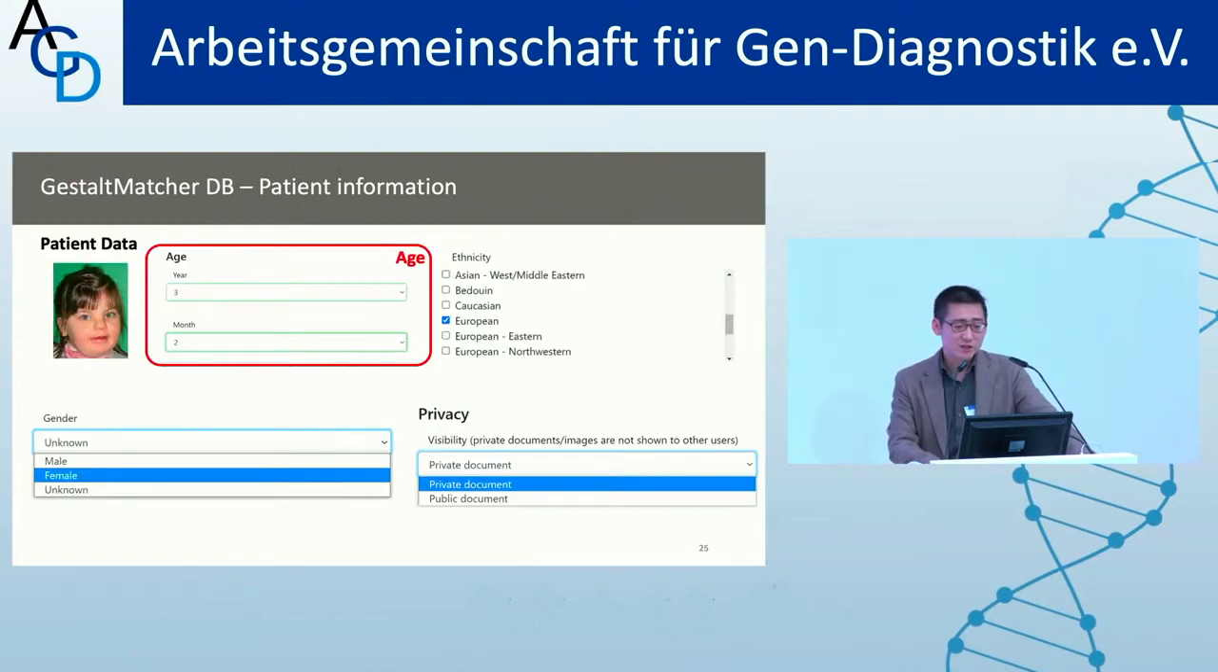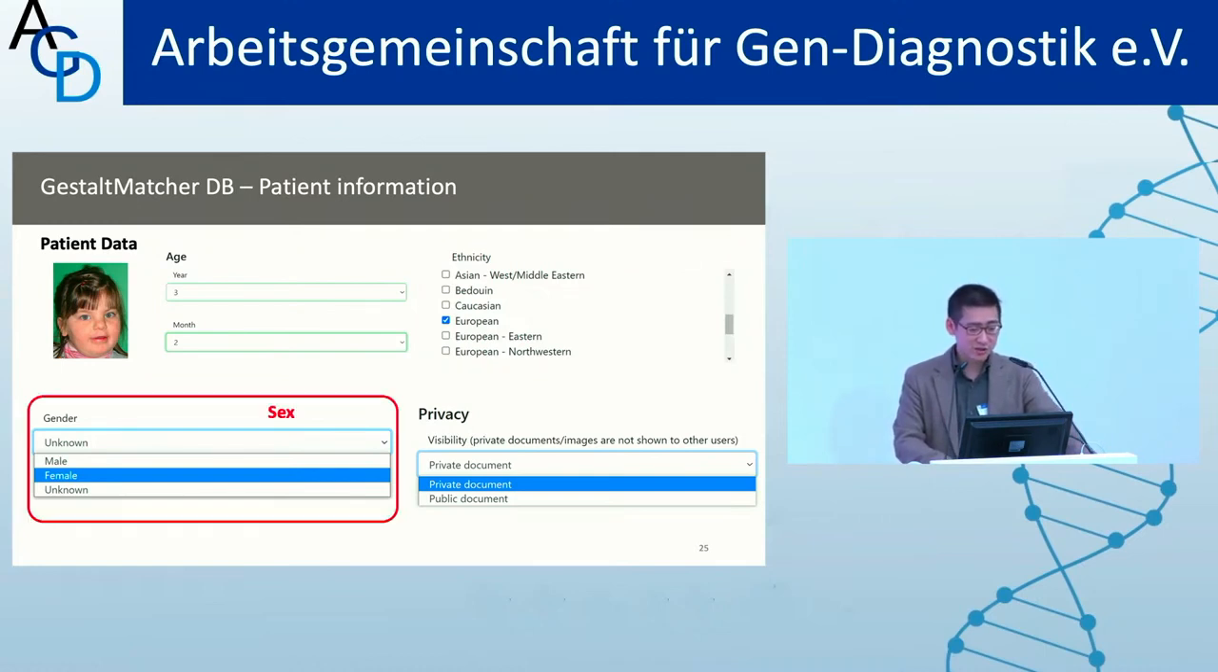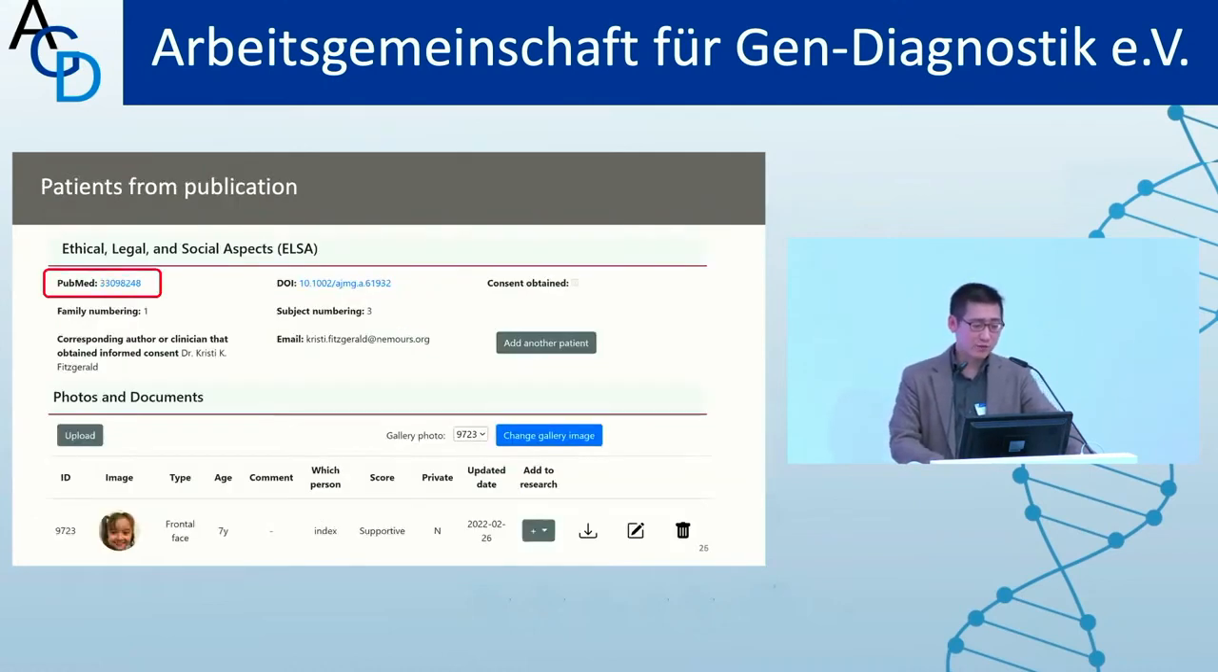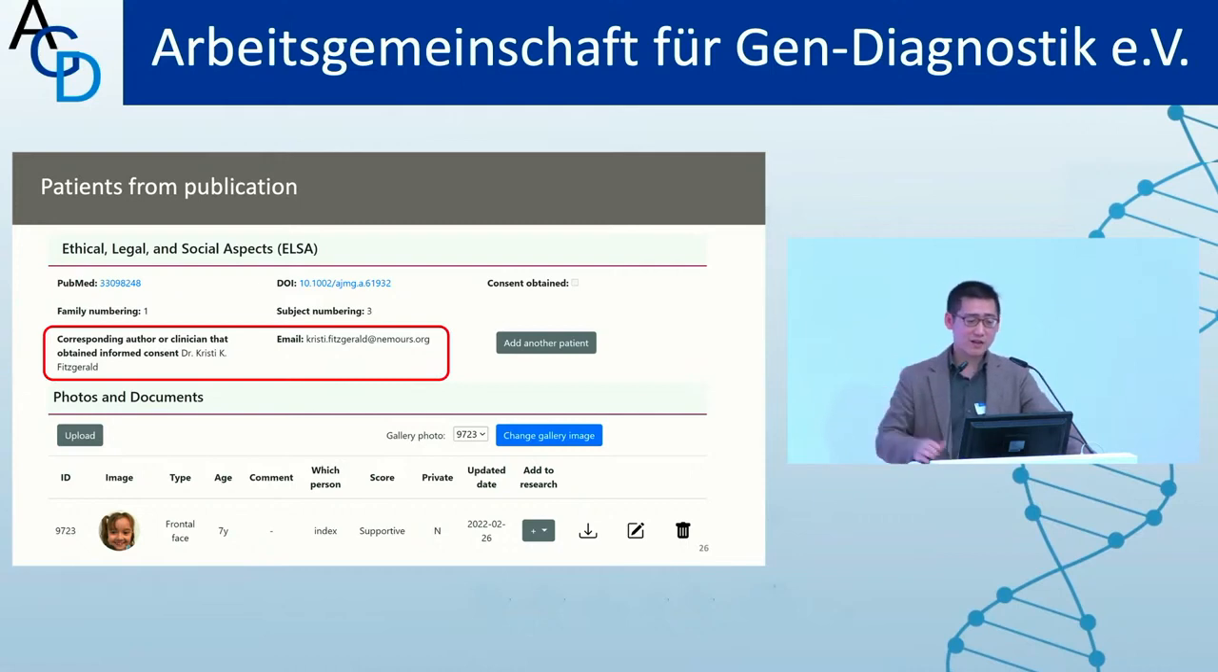In this database, we don't store only the image, we also store the age, ethnicity, gender, and the privacy setting. Here you can choose the public setting or the private setting. If it's public, then everyone in this database can see it, and if it's private, then only you will see this patient. We also store information like the PubMed ID, DOI, and the corresponding author, which can be used to contact each other.